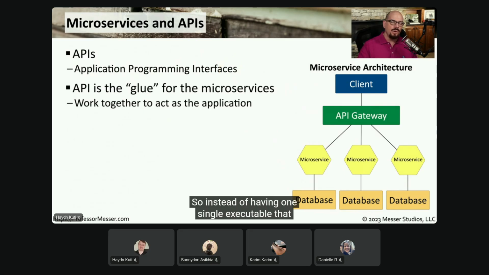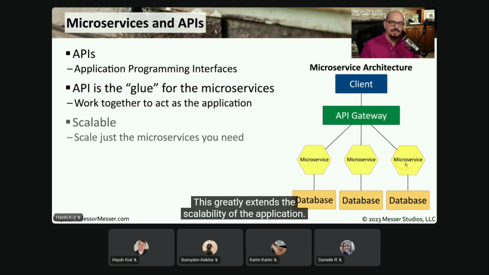So instead of having one single executable that handles everything for the application, you can break out individual services for the application and run them as separate instances in the cloud. All you would need to do as the client is talk to the API gateway, which would then send the request to the appropriate microservice. This greatly extends the scalability of the application.